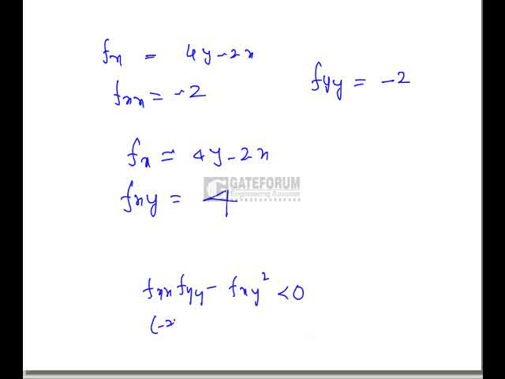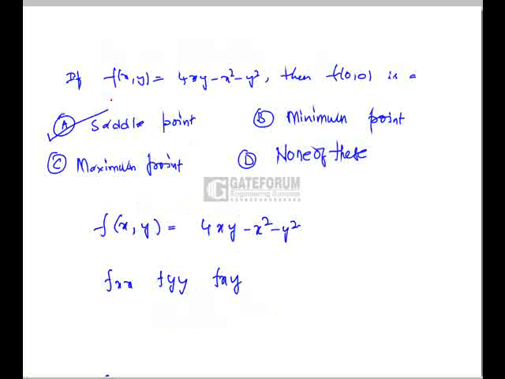Now let us substitute the values. Minus 2 into minus 2 minus 4 square, which is always less than 0. So the function has a saddle point. So the answer is option A.